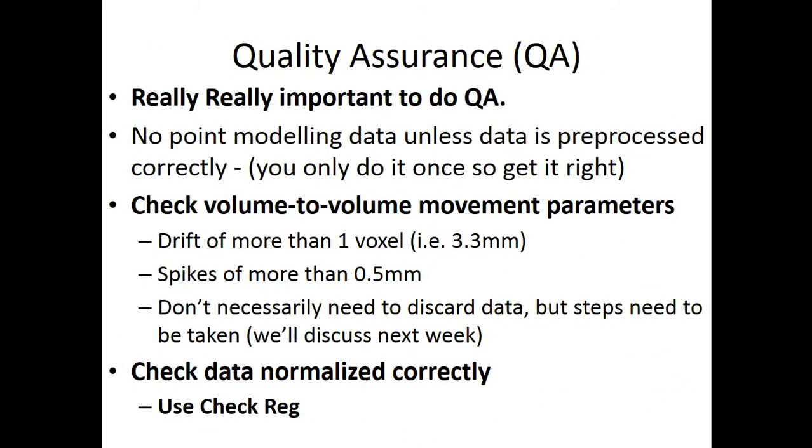The general view is that drift of more than one voxel, so roughly 3.3 millimeters, is a problem, or spikes of more than half a millimeter. Movement between one volume and the next of more than half a millimeter can cause real problems, and you need to do something to deal with it. The advice would usually be to just junk the data, but I know with supervisors it's very hard to convince them because the data can be hard to get. But certainly with patients, they will move more than controls, and it's an important thing to control for.